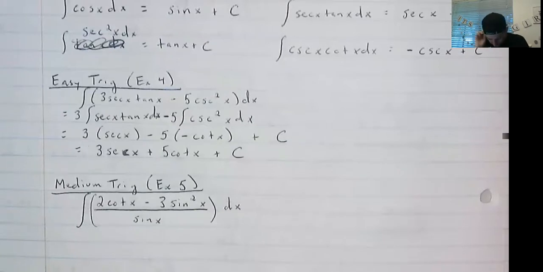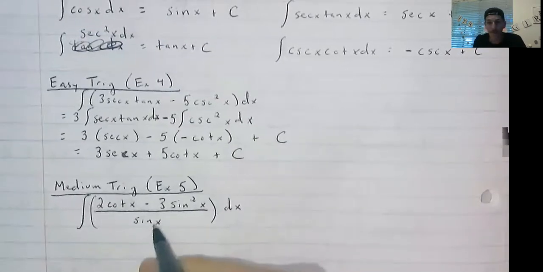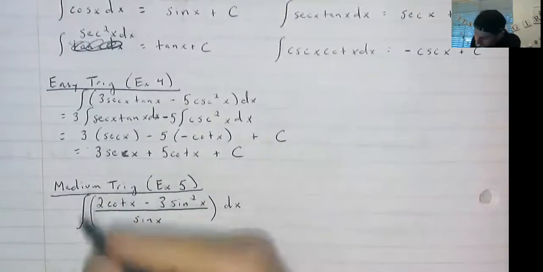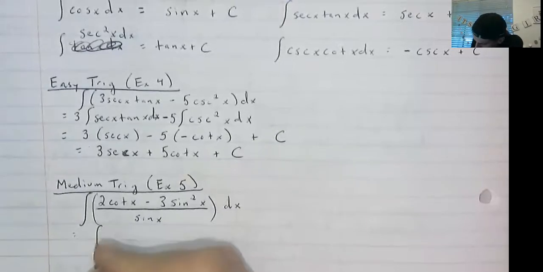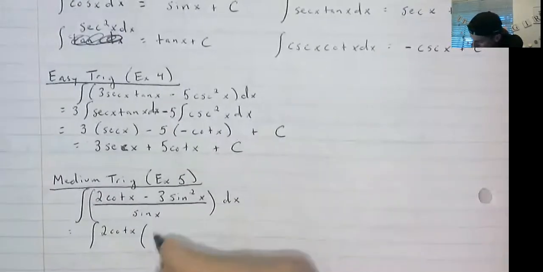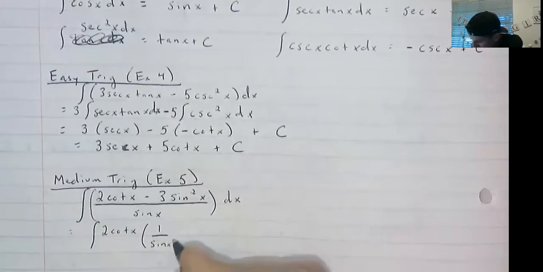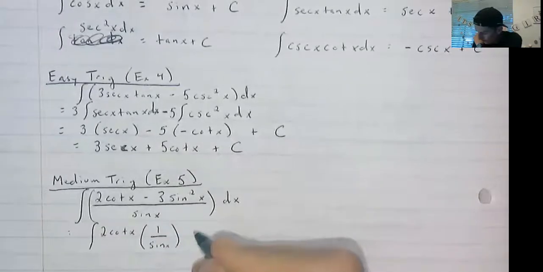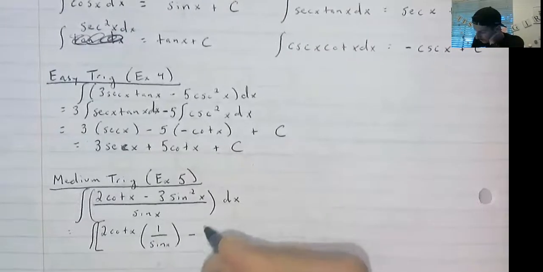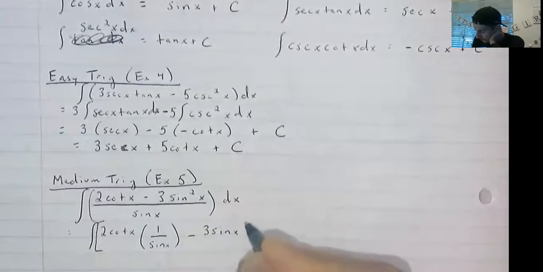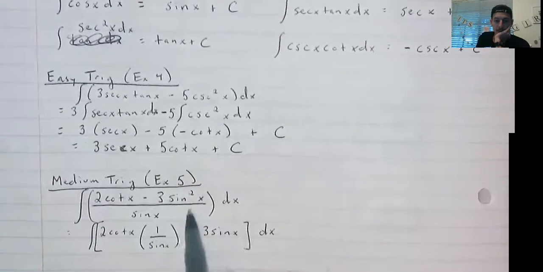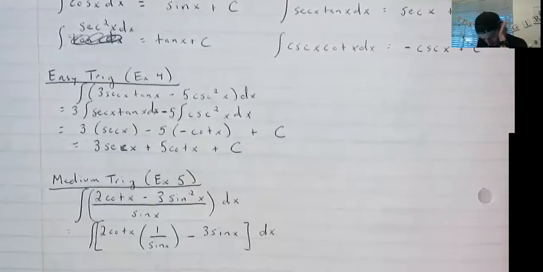For this one, the first thing we're going to do is actually break this apart and do this division. So this will turn into the antiderivative of twice cotangent x times 1 over sine of x, I'm going to break this apart, minus 3 times sine of x. All I did was divide this guy by sine of x and this guy by sine of x.